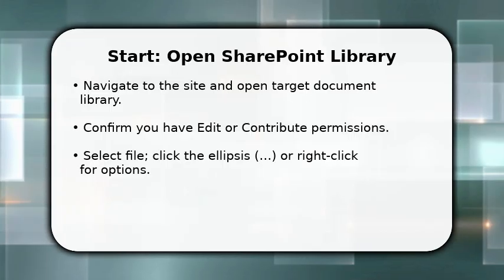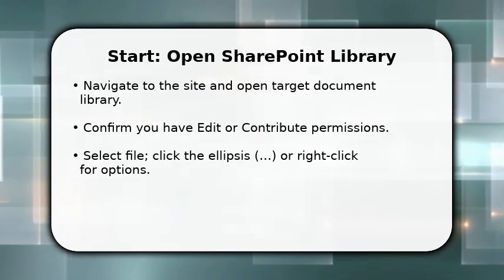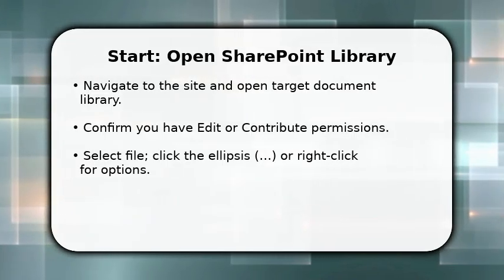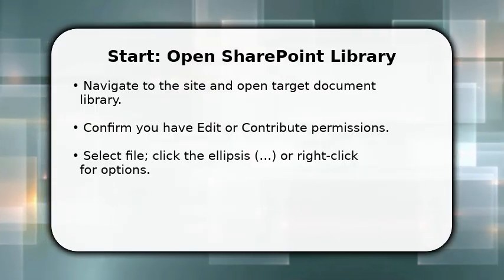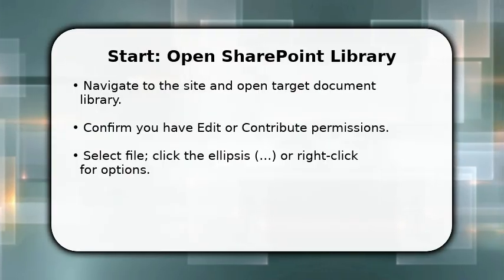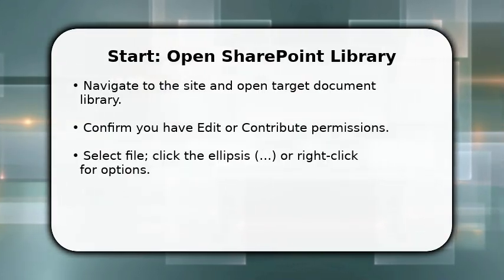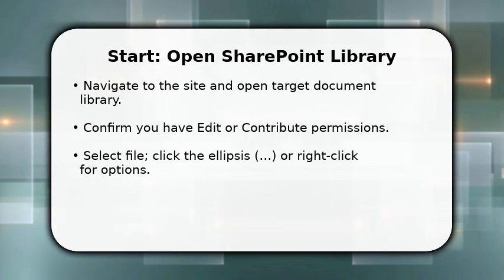Make sure you have edit or contribute rights because sharing options differ otherwise. You're doing this now so you can control access from the source once the menu appears. Pick Share to open the link and permission dialog, and prepare to set link type and expiration.